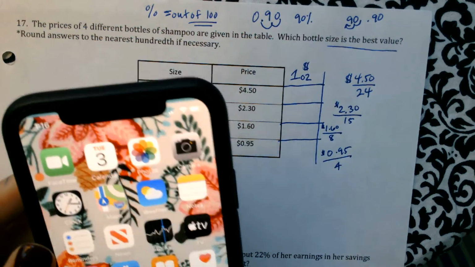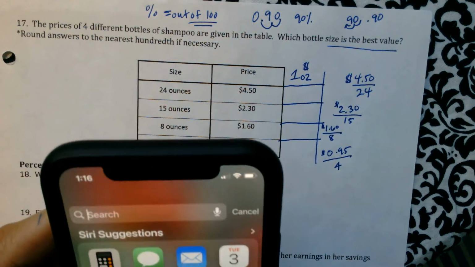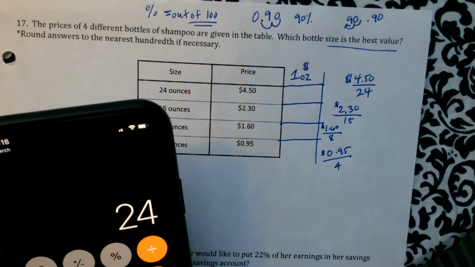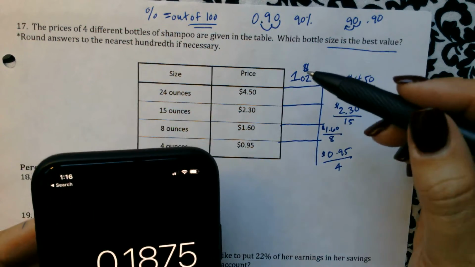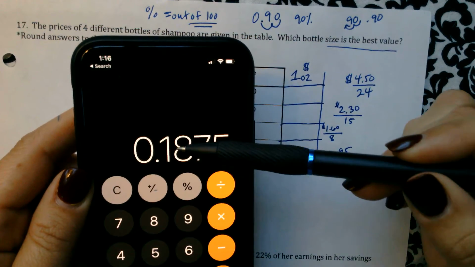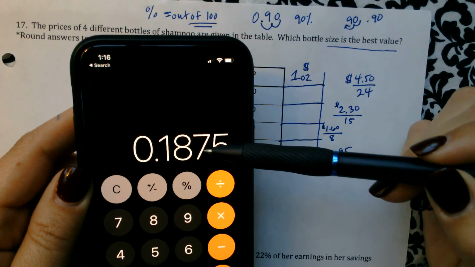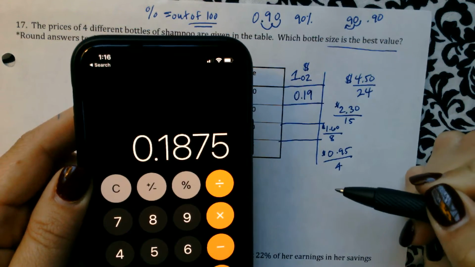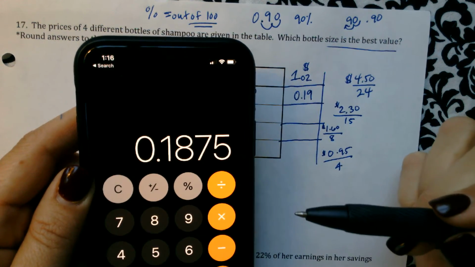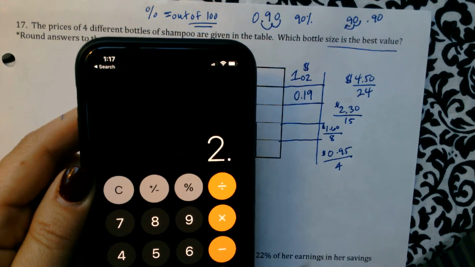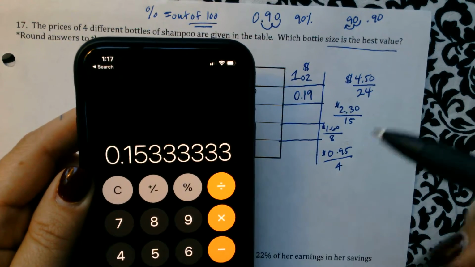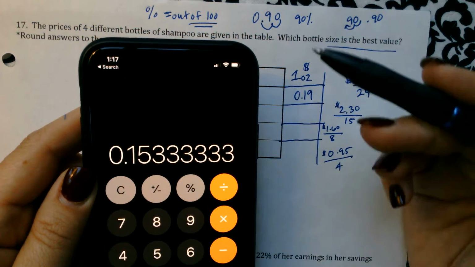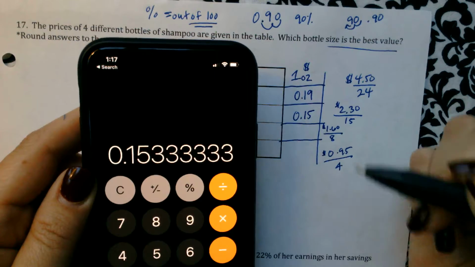And we should have, let's see, 450 divided by 24. So it says nearest hundredth. If you look at this decimal, tenths, hundredths, thousandths, we look at the thousandths place. The 7 tells the 8 to go up. So this is going to be 19 cents an ounce. That 7 tells the hundredths place to go up. The next one is 230 divided by 15. Again, tenths, hundredths, thousandths. The 3 tells the 5 to stay. So it's going to cost 15 cents an ounce.